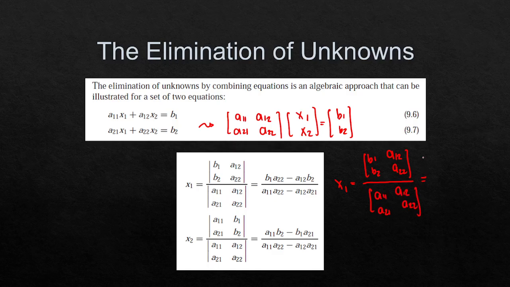Then to have a specific value, find the determinants of each matrix, the numerator and the denominator, and you get each of these values. For x2, instead of column 1, you replace column 2 with b1 and b2, then the same process goes. So then you get x1 and x2 for this method.